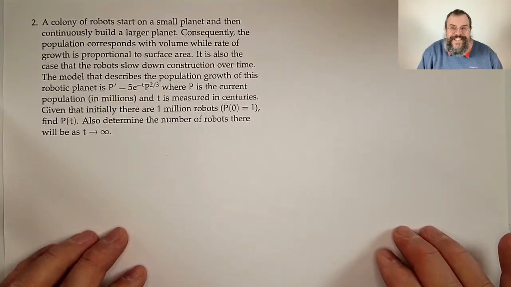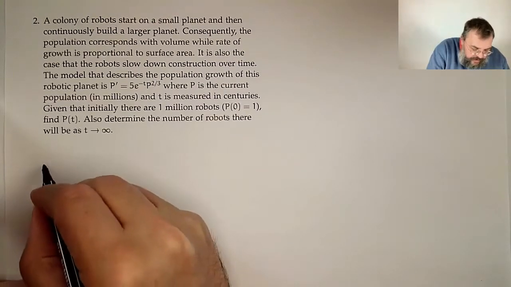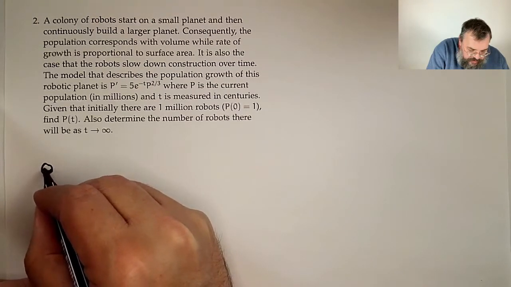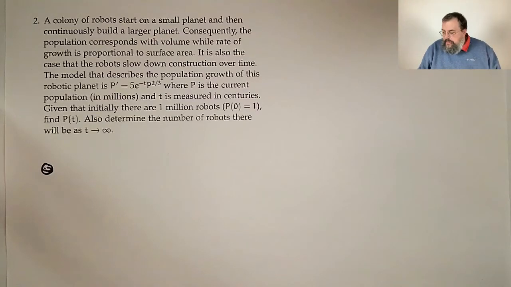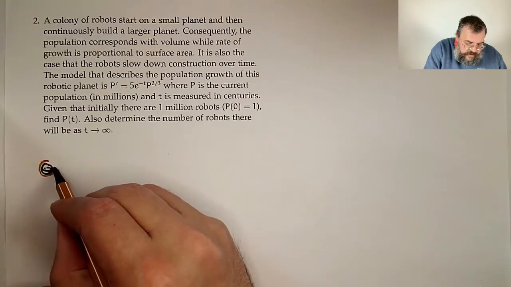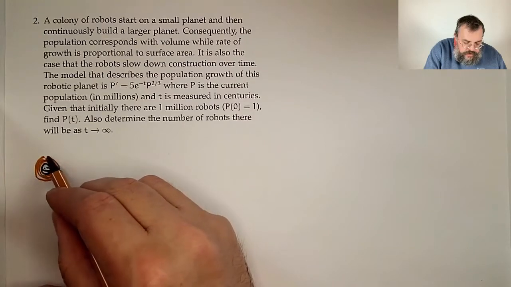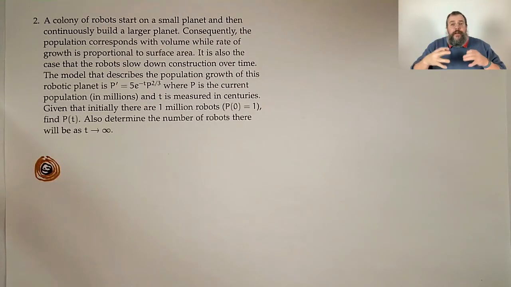Oh, an essay problem. Well, let's see. A colony of robots start on a small planet and then continuously build a larger planet. So you can think of it, they start in this small sort of little tiny planet. So here's our initial small tiny planet. But then what happens is they keep building out, right? You know, because robots, they're not constrained like we are. And so they keep building and make a bigger and bigger planet. It essentially becomes a planet of robots.